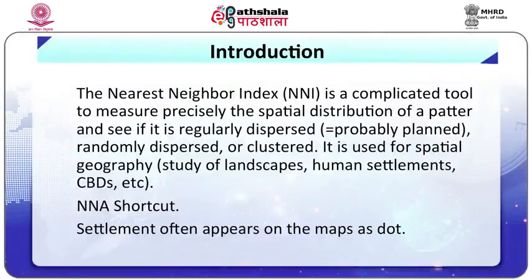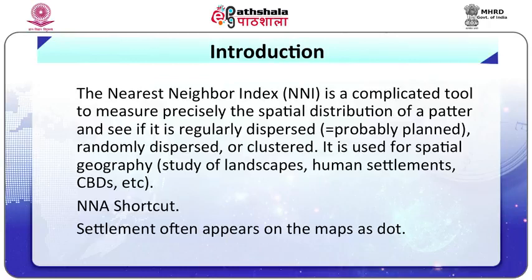The nearest neighbor index, that is NNI, is a complicated tool to measure precisely the spatial distribution of a pattern and see if it is regularly dispersed, that is probably planned, randomly dispersed or clustered. It is used for spatial geography, that is the study of landscapes, human settlements, CBDs, etc. NNA shortcut.